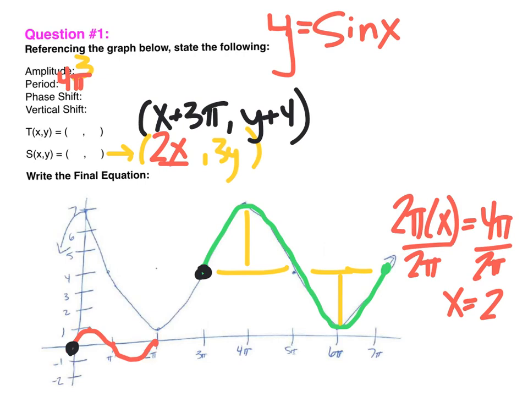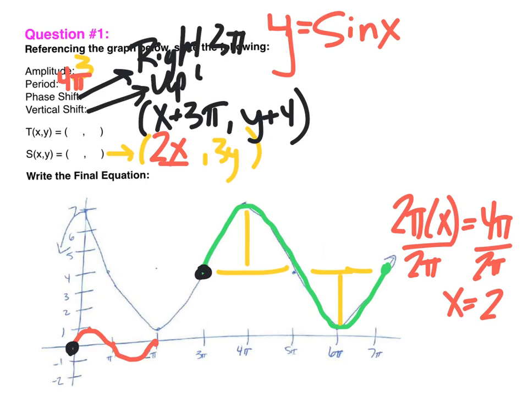Now in terms of vocabulary, our phase shift therefore is right 3 pi, and the vertical shift on here is just the words up 4. Now to write the equation, all I'm going to do is take these 4 components and put them into my parent function. So I'm going to go over here and jot down my parent. Might get a little messy here.